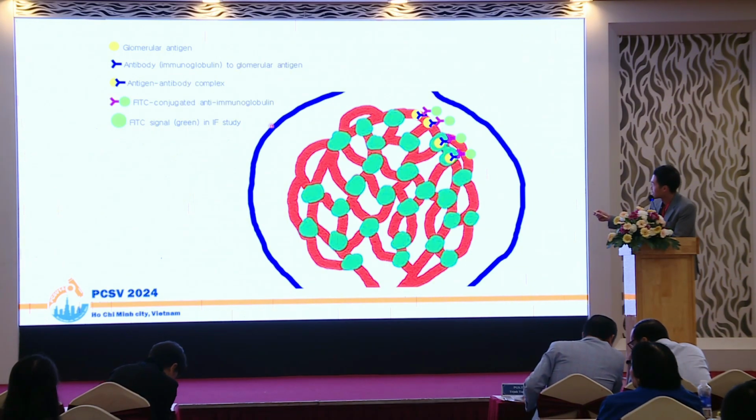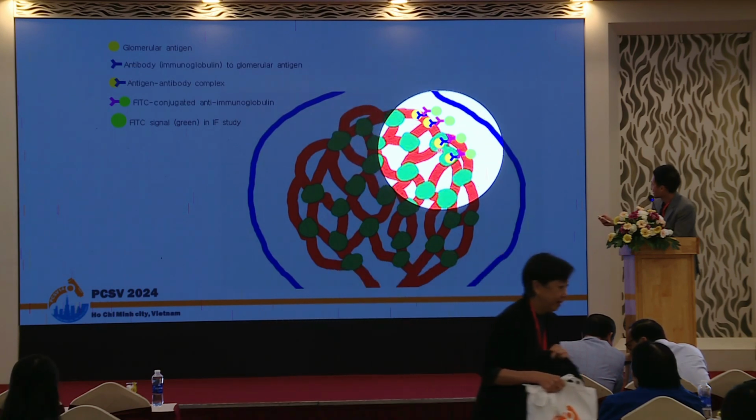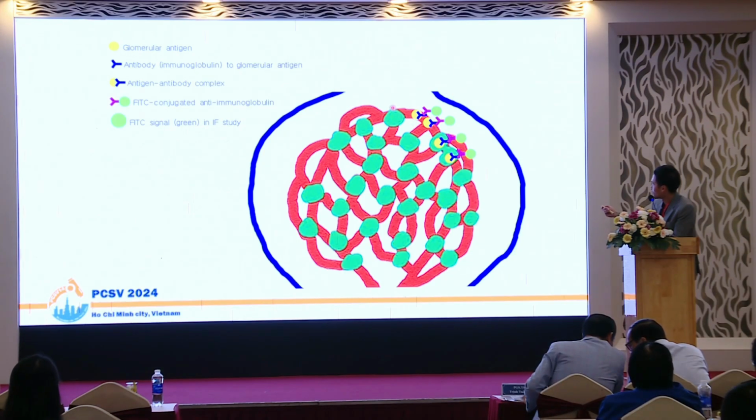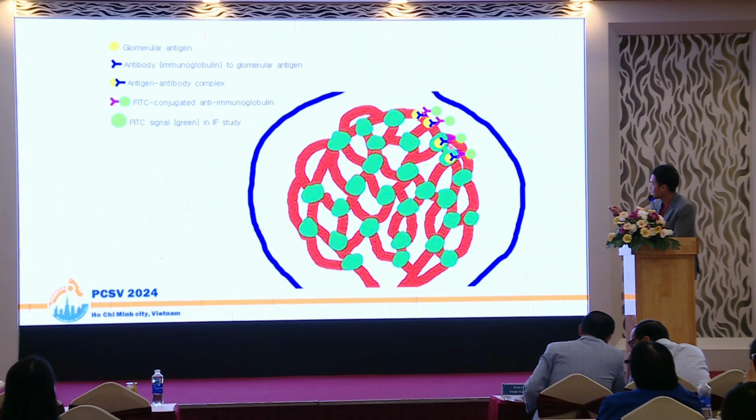So let's say the glomerular antigens are here. They are yellow, and the autoantibodies to the antigens are blue here. So when we use an immunoglobulin reactive to the autoantibody, and if we find a FITC signal attached to the immunoglobulin, we can say there are autoantibody or immune complex.